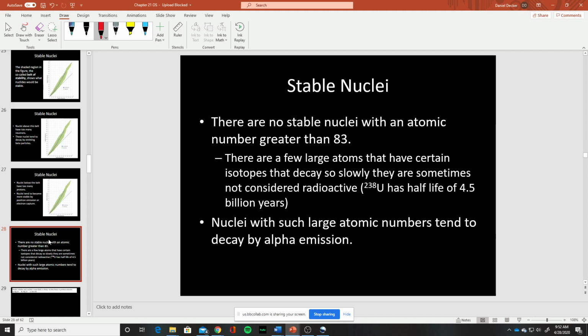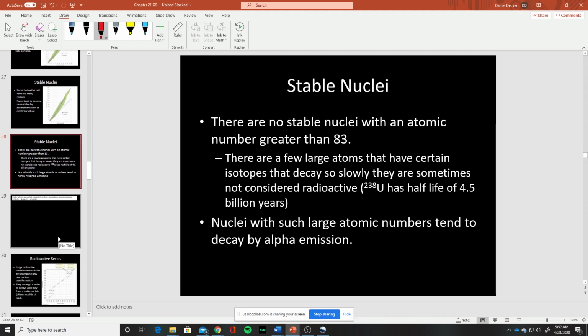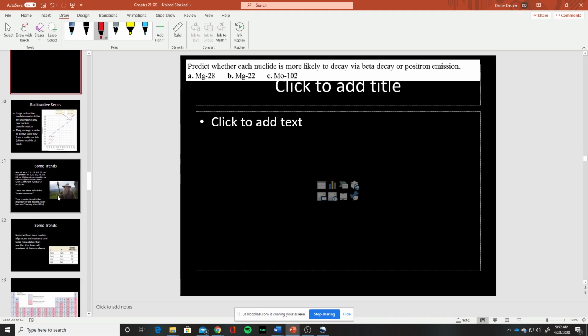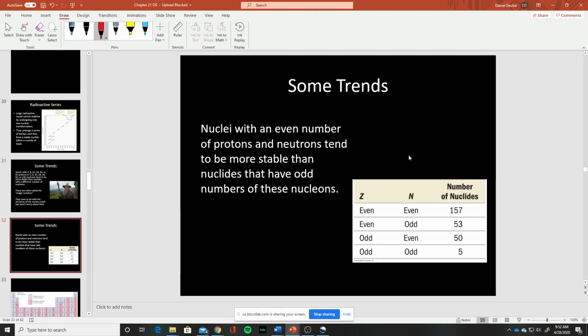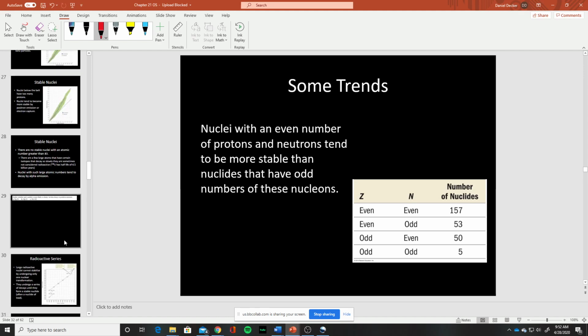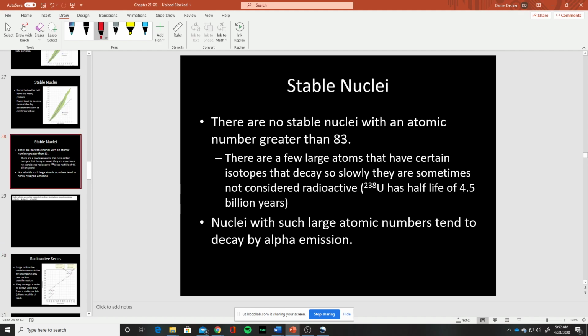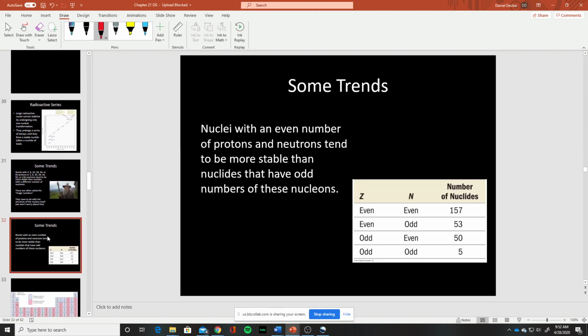That being said, I did still ask questions where I give you an isotope, and based on the rules that we discuss here, mainly the rules being the magic numbers, odd versus even numbers of protons and neutrons, and then nothing with more than 83 protons being stable, those rules. Using those rules, you should be able to tell me whether an isotope is likely to be stable or not.